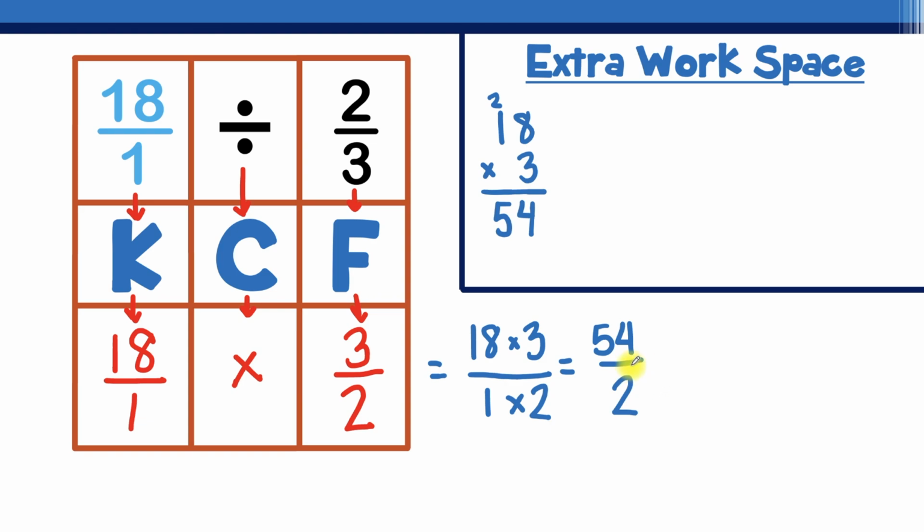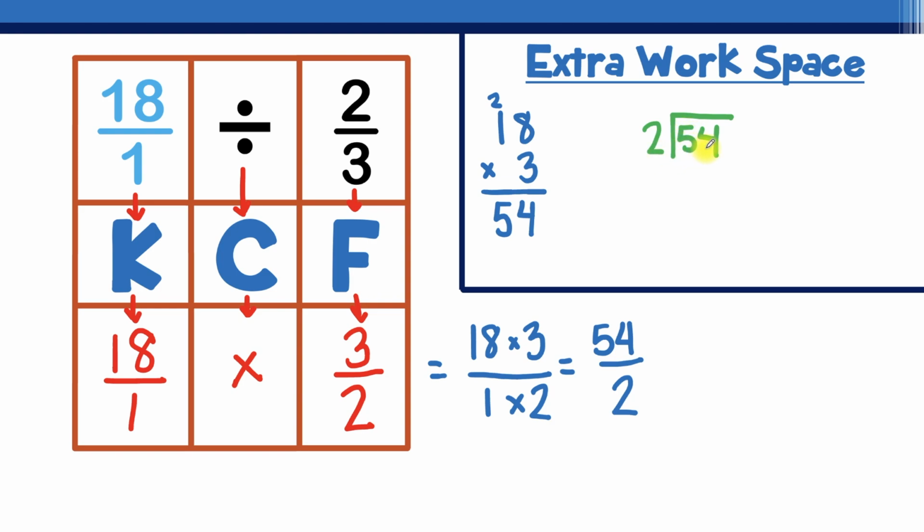But the problem here is that we have an improper fraction. We cannot leave it like this. The top is bigger than the bottom. So what we have to do is convert it. And in order to do that, we're just going to have to divide 54 by 2. And that sounds like it might involve a little work, so we'll go back to our workspace. And I'll write 54 inside the long division notation. I'll put the long division notation there, and then write 2.